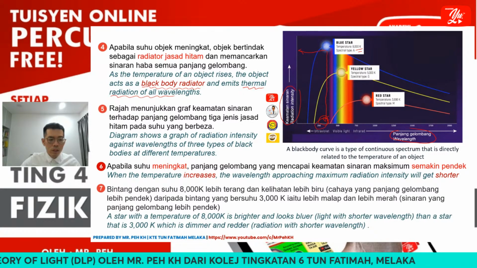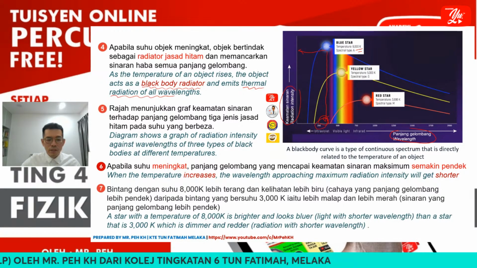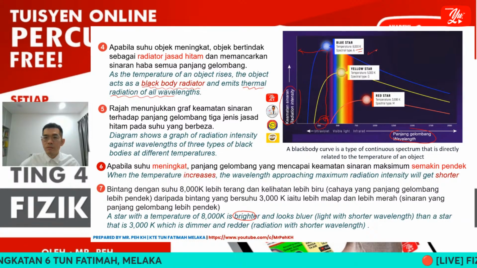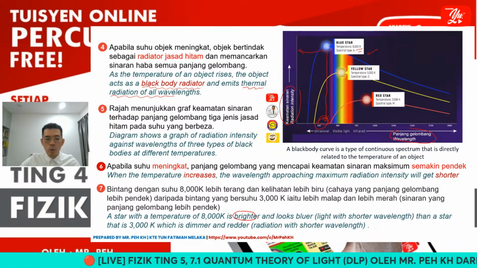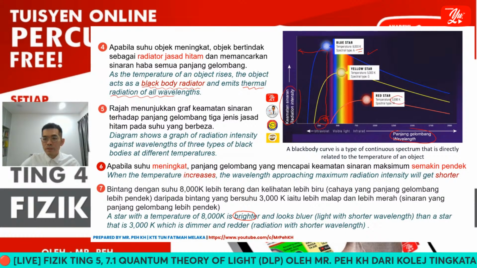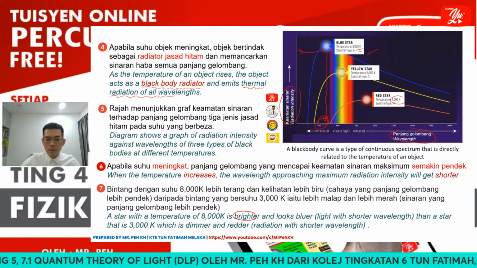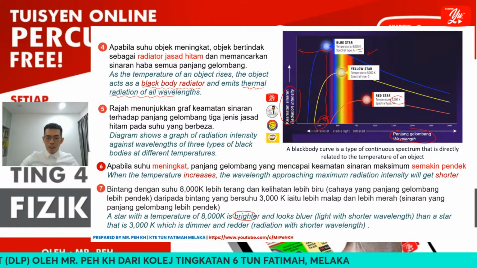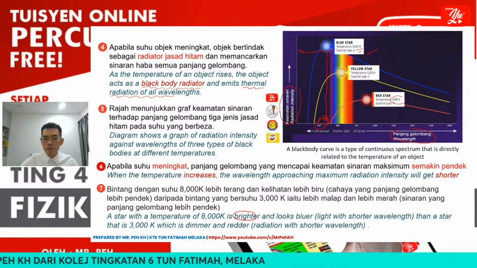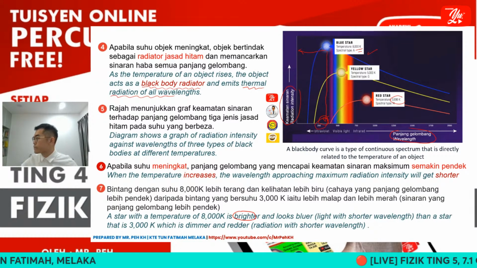Okay, so a star with a temperature of 8,000 Kelvin is brighter, and looks bluer, with light of shorter wavelength, compared to the star with a temperature of 3,000 Kelvin, which is dimmer, or we can say the intensity of radiation is lower, and the color appears redder, with radiation of longer wavelength.